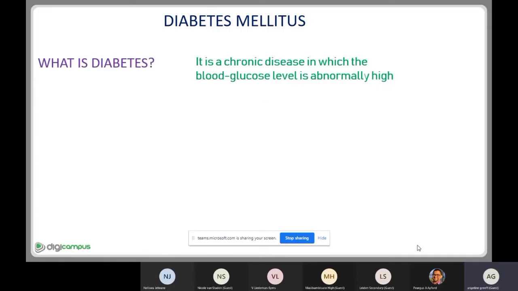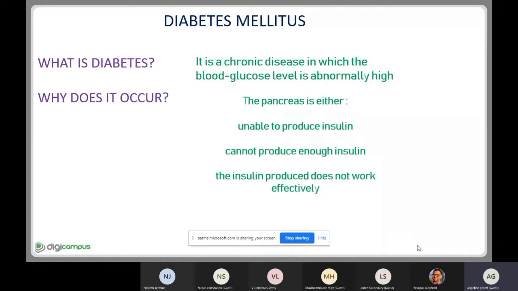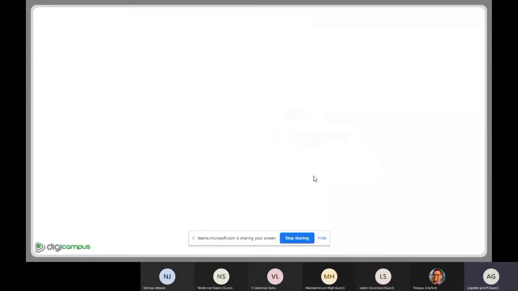So what is diabetes? Chronic disease, this you need to know, in which the blood glucose level is abnormally high. Over periods of time, it's abnormally high. Why does it occur? It occurs because the pancreas, now we know that the pancreas is important because it releases insulin. So in this case where people are suffering from diabetes, it's either that the pancreas is unable to produce insulin, or doesn't produce enough insulin to deal with all of the blood glucose, or the insulin that's produced does not work effectively. So that is basically in a nutshell what it is.